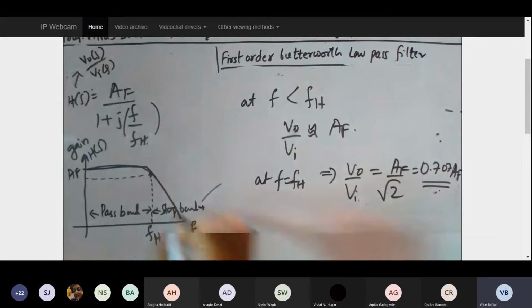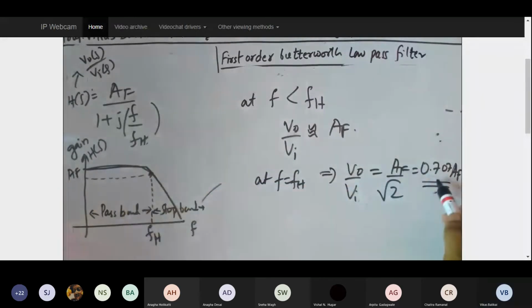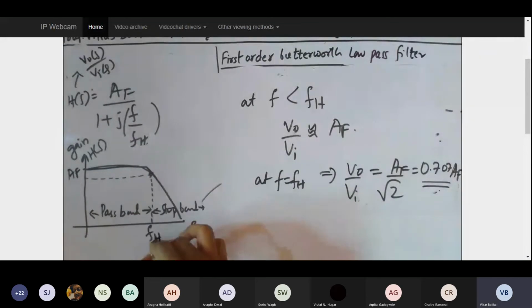So exactly at F equal to FH, the cutoff frequency or highest threshold frequency or break frequency, when your input signal frequency matches it, the gain will be exactly 0.707 times the maximum gain. So this particular point at which the gain is going to decrease is also termed by this particular highest cutoff frequency.